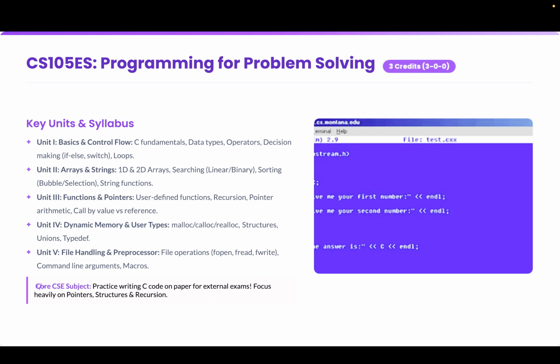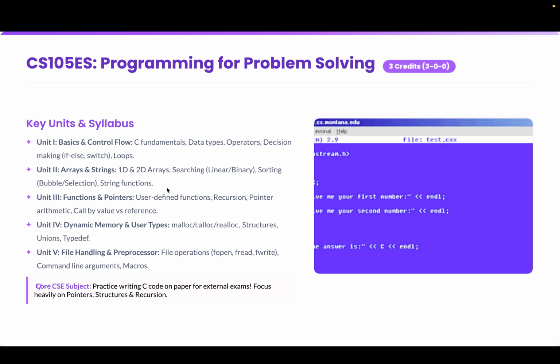And coming to subject number 3, we have Programming for Problem Solving, which will be your budding step into your programming world. The subject code is CS105ES, and it contains 3 credits. If we discuss the key units and syllabus, in unit number 1, basics and control flow, obviously you will be dealing with the C programming language, so this will entirely contain C related topics, so don't get confused.